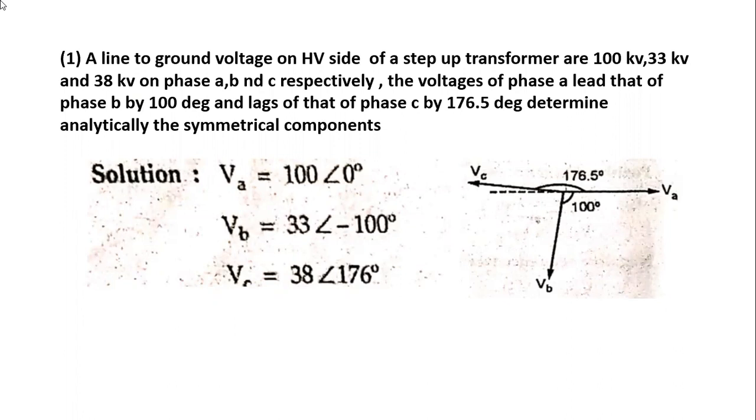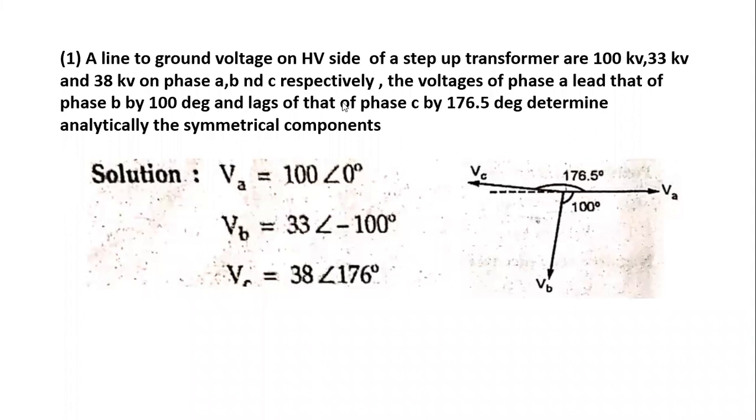In the question, we are given the angle difference between each of the phases. We have the three phases, that is A phase, B phase, and C phase. The voltage of phase A leads that of phase B. VA is leading VB by an angle of 100 degrees. Therefore, the angle difference between A and B is 100 degrees leading. That's why the phasor diagram is drawn like this.